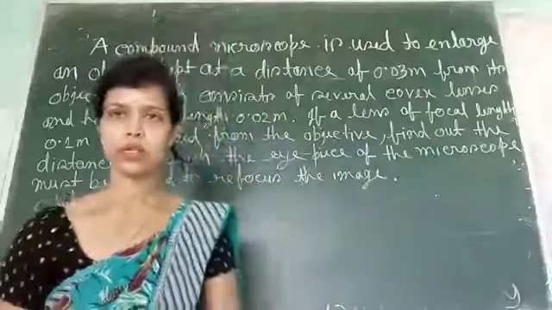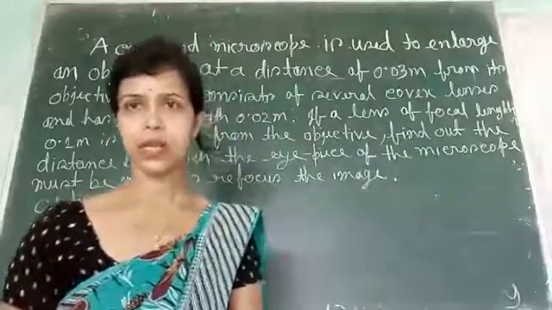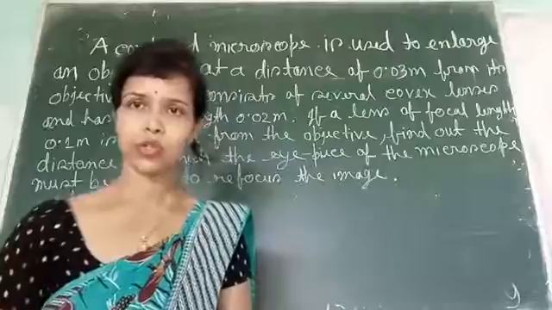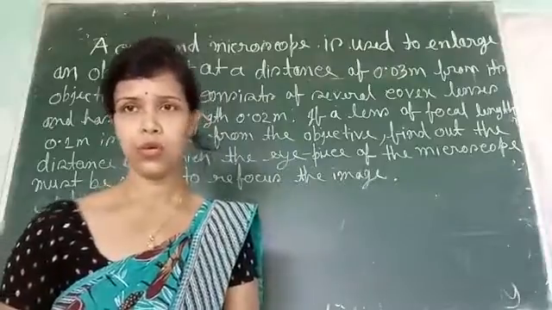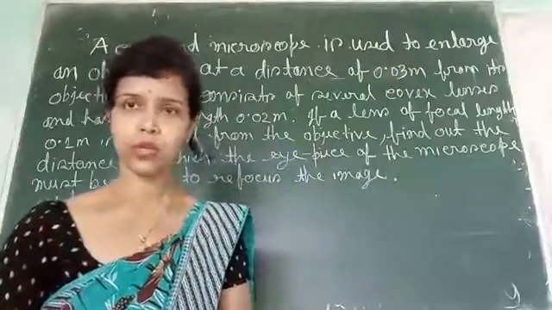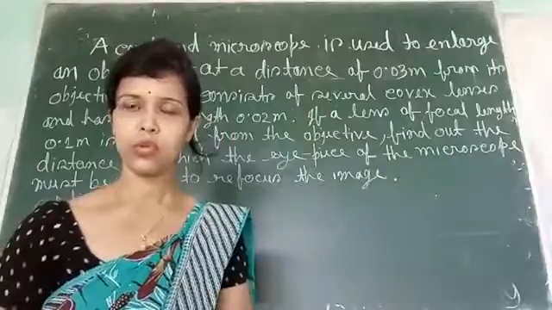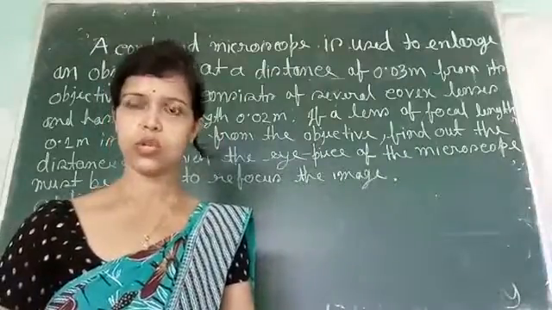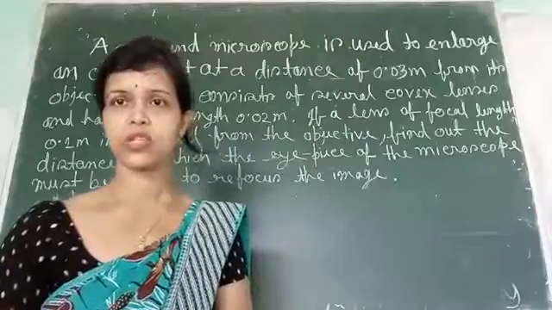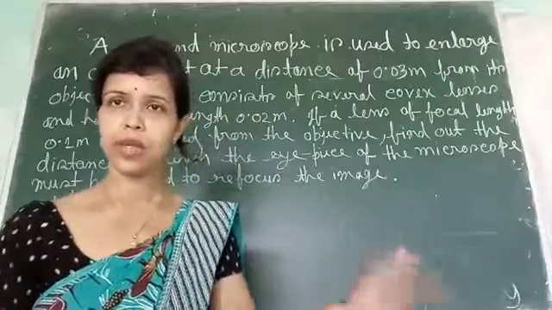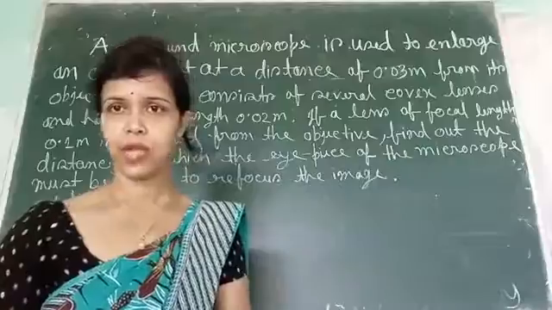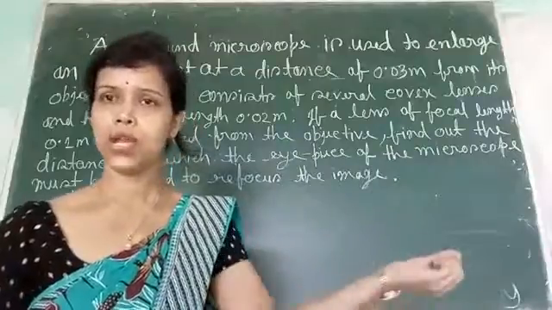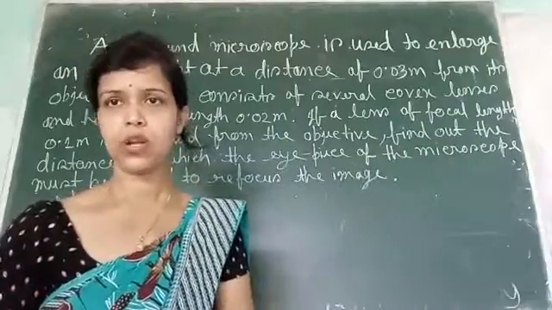Good morning, students. In the last class, I discussed the compound microscope. Already we know that in a compound microscope, there are two convex lenses. One convex lens is used near the object, which is called the objective, and the other convex lens is kept near the eye of the observer, which is called the eyepiece.